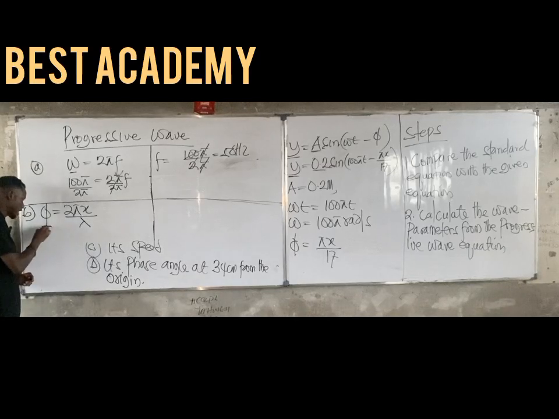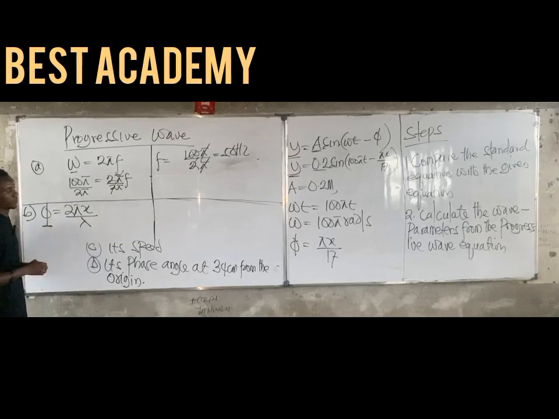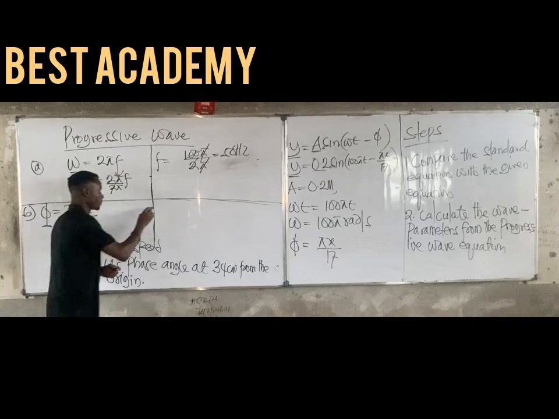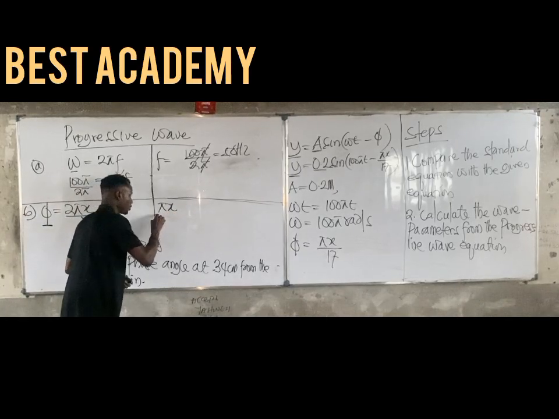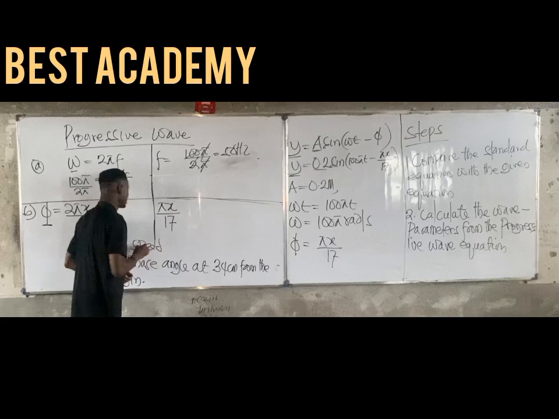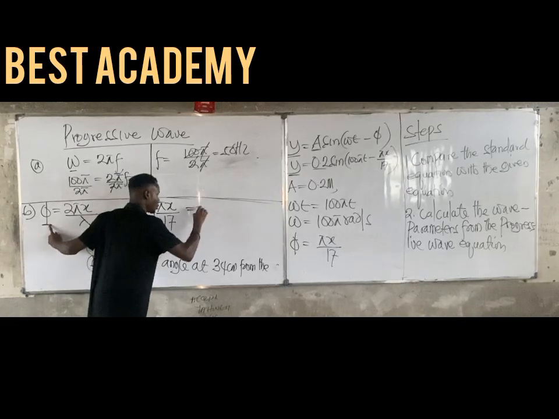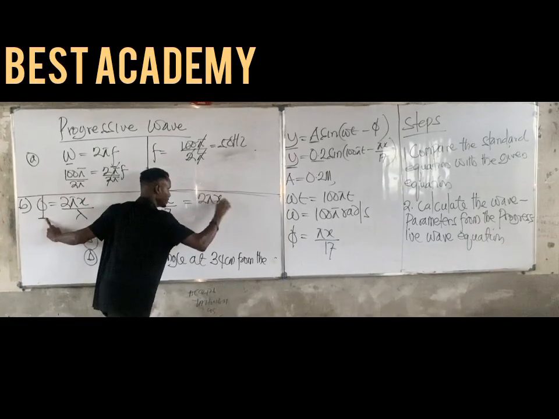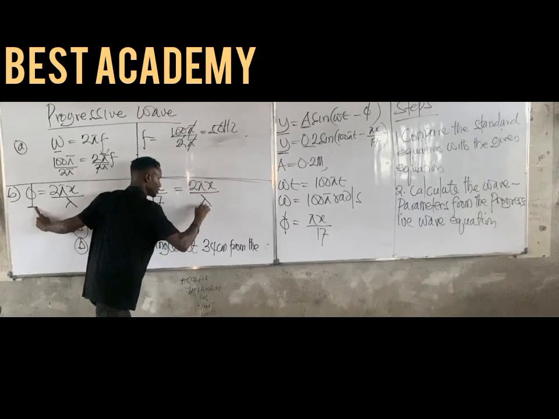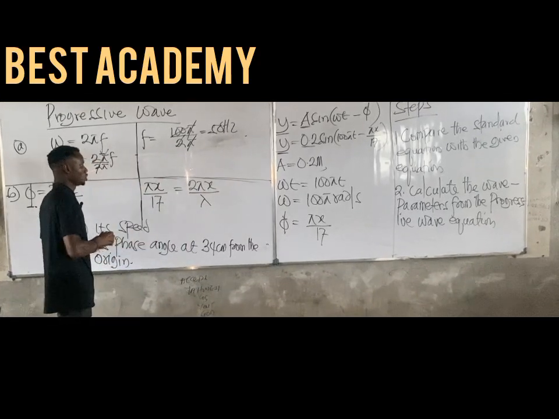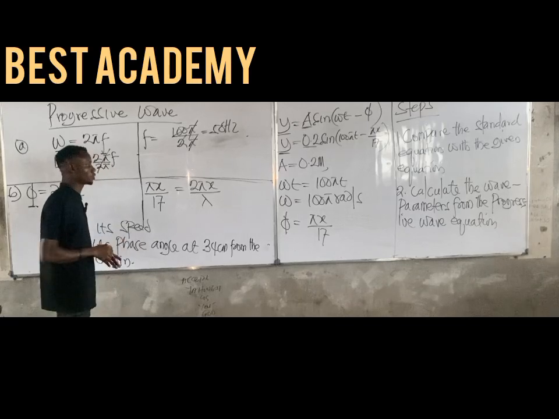Anyway, I see this phi here is given to us from the expression there. It's said to be pi x over 17. We are replacing this here, it is equal to 2 pi x over lambda. So our intention here, class, is to make this lambda the subject of the formula.